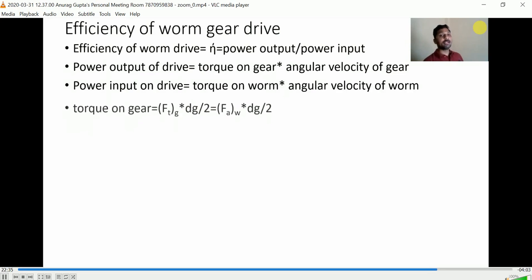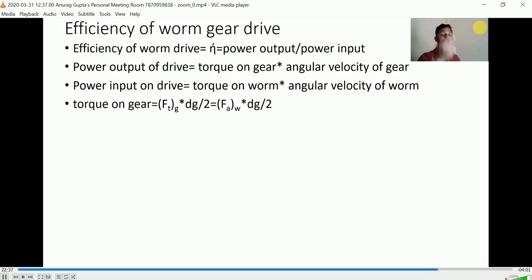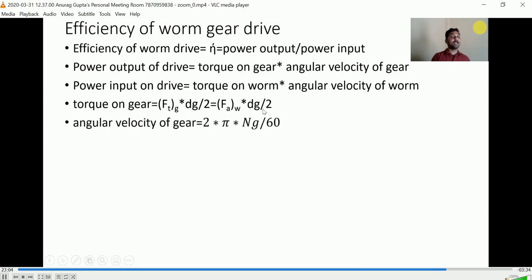Now, what will be the torque on the gear? Tangential torque is nothing but the tangential force on the gear multiplied by the radius of the gear. So we can easily find it. But what is this tangential force on the gear? In the first slide, we saw that the tangential force on the gear is nothing but the axial force on the worm. So we can convert it into the axial force on the worm multiplied by the radius of the gear. Now the angular velocity of the gear is 2 pi Ng divided by 60.